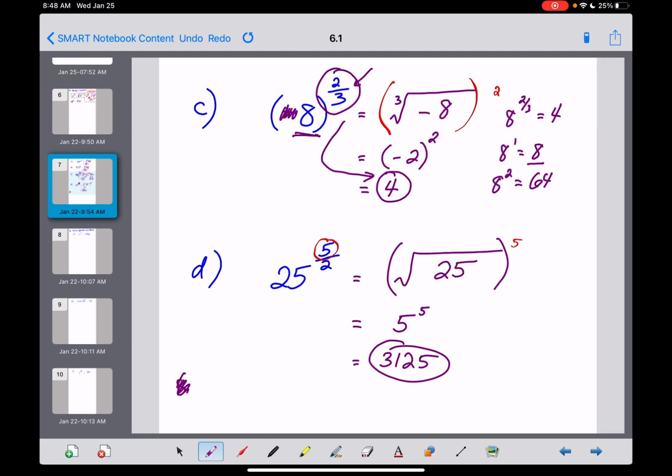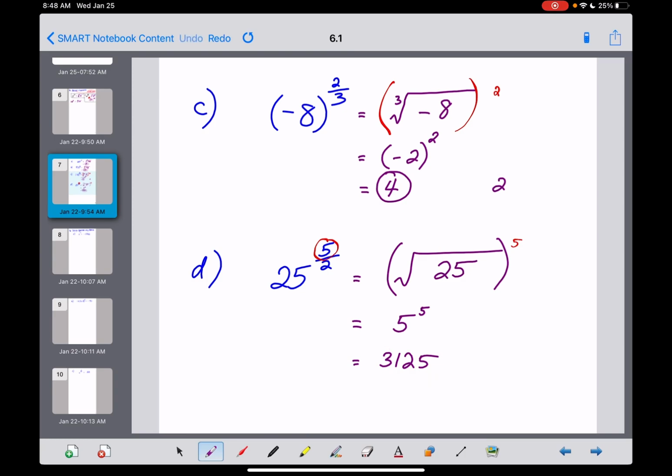But if you take a look at example D, we took 25 to a fractional power, but that power is bigger than 1. So 25 to the 1st power would just be 25. 25 then to a power bigger than 1 would have to be a number bigger than 25, and that's how we got 3125. So that's maybe just a little something to remember as we move forward, guys: if you're taking a number to a power smaller than 1, your answer has to be smaller than what you started with. And if you're taking a number to a power greater than 1, then your answer is going to be greater than what you started with.